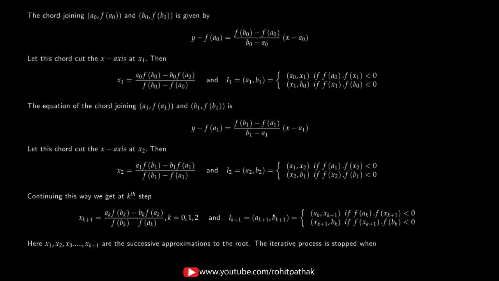Therefore this iteration process can be stopped when we get the desired accuracy. The desired accuracy is obtained when two successive approximations x(k+1) and xk have a difference less than 10 to the power minus n, whether you want to find the root up to 3 places of decimal, 2 places, or 4 places of decimal. Depending on this will be the accuracy. So this is the regula falsi method.